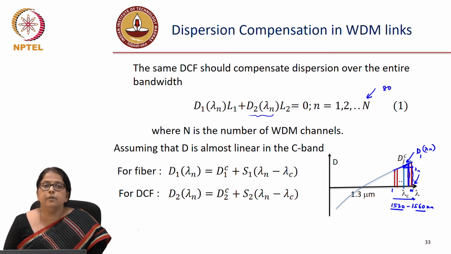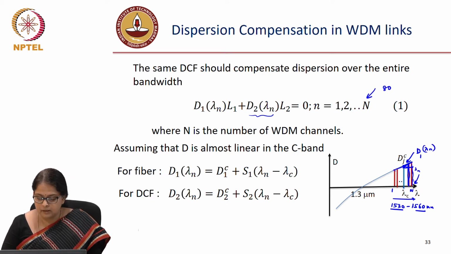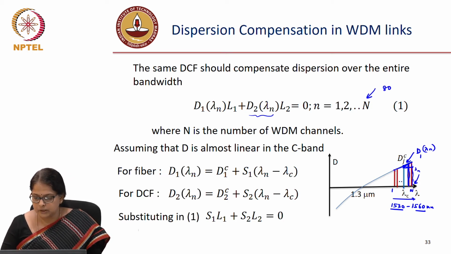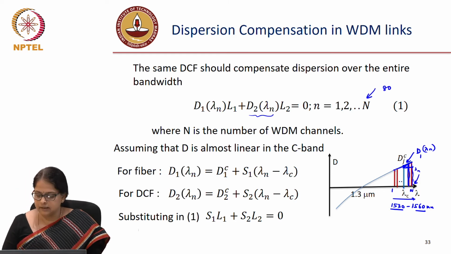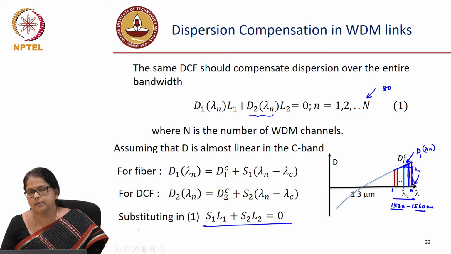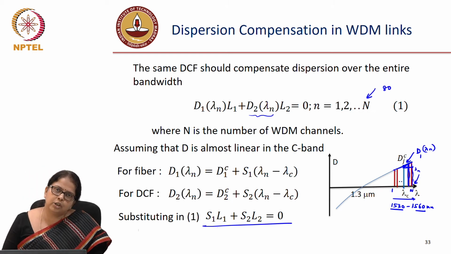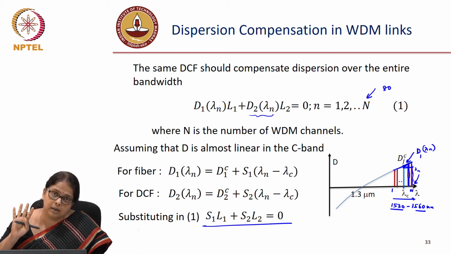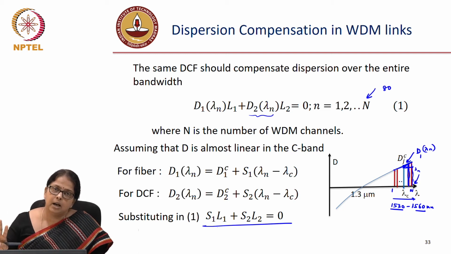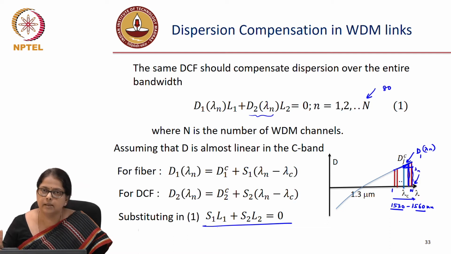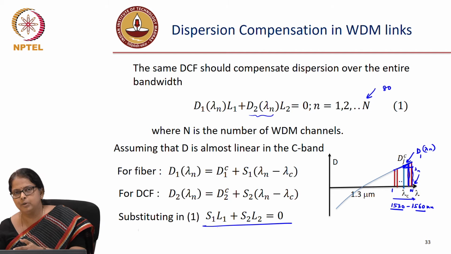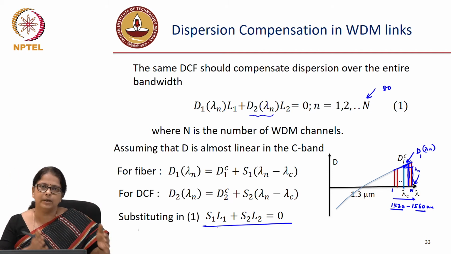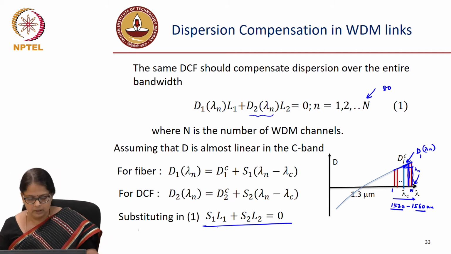I can do the same thing for the DCF also, for D2, and substitute this equation. Then it turns out that rather than the D1s and D2s getting related, it is the slopes that are getting related for the SMF and the DCF. So if you want to ensure that all the colors in a WDM channel are compensated in the same way, instead of ensuring D1L1 plus D2L2 equal to 0, you need to ensure S1L1 plus S2L2 equal to 0.